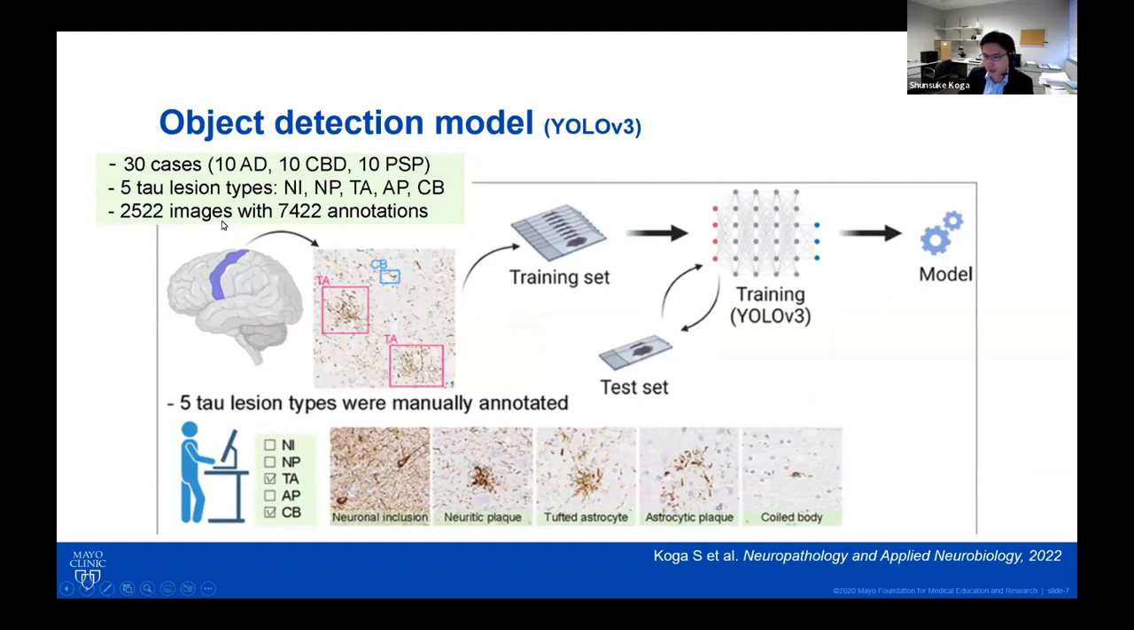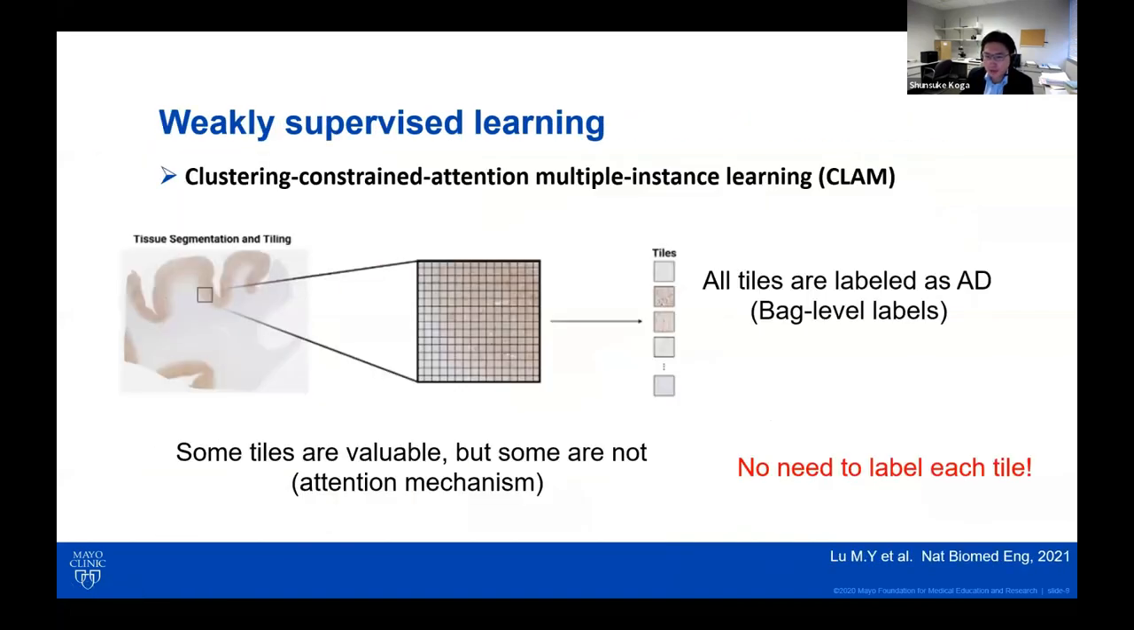And this might be subject to mislabeling. For example, sometimes I encountered a very atypical inclusion, and it's not a very good example of a tufted astrocyte, for example. So there is a risk of mislabeling. To overcome these limitations, we aim to utilize a different approach, so-called weakly supervised learning.